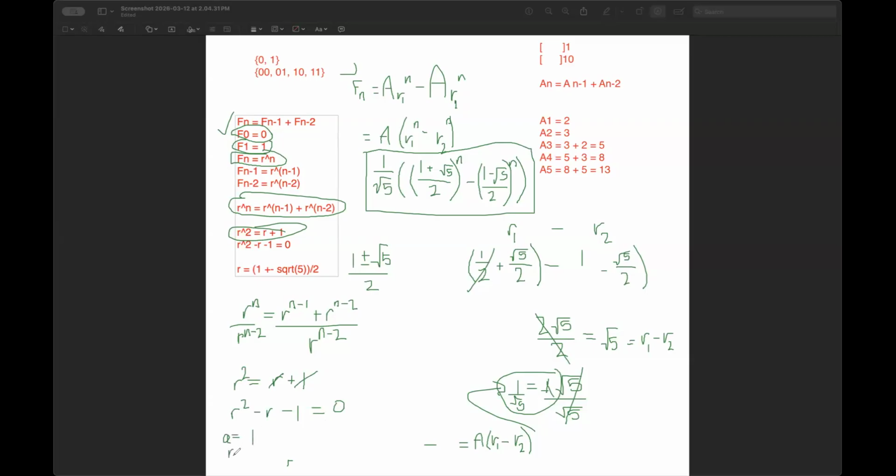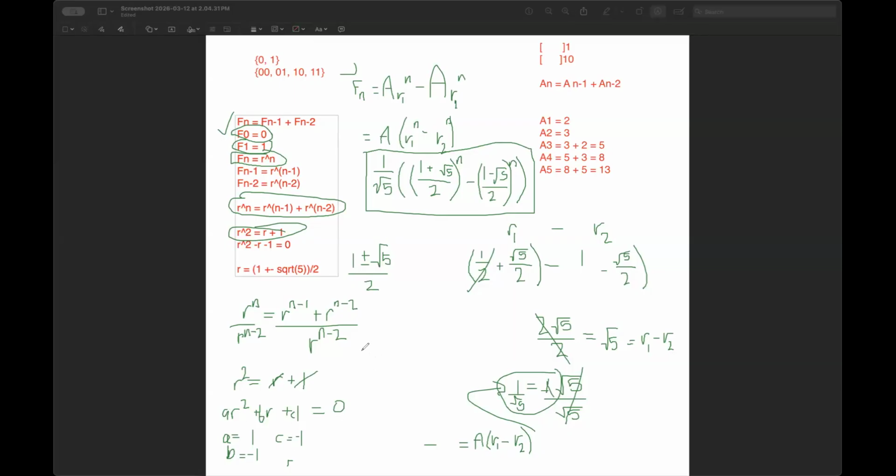The coefficient b is equal to negative 1. And the coefficient c is also equal to negative 1. Right? So that's over here. A is over here. Right? And I could say plus br plus c. Right? That's another way of looking at it. But a is 1, b is negative 1, c is negative 1.